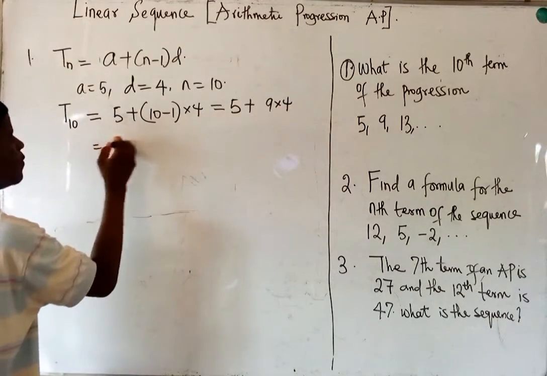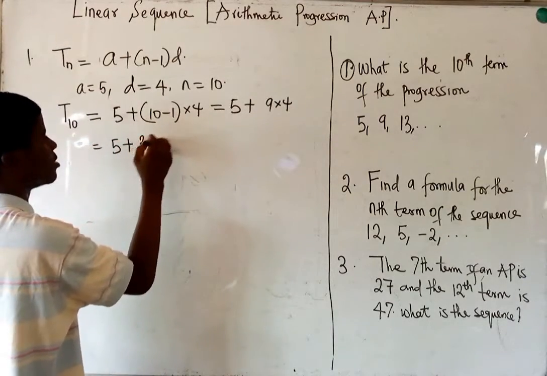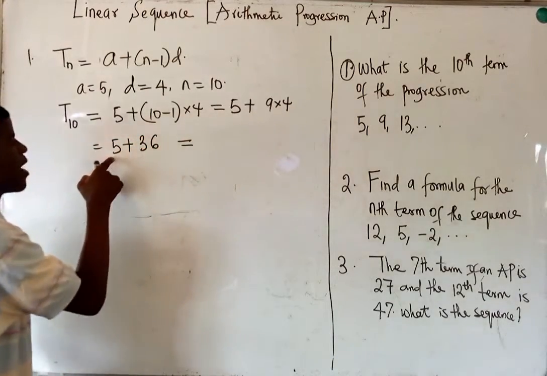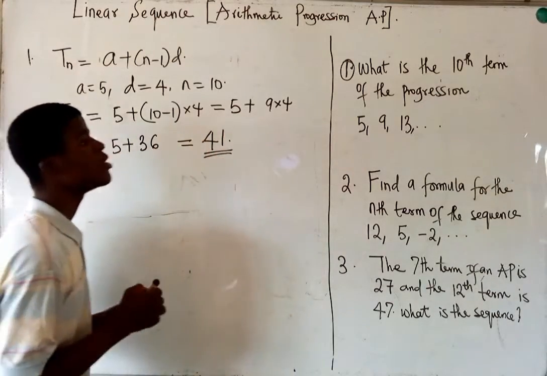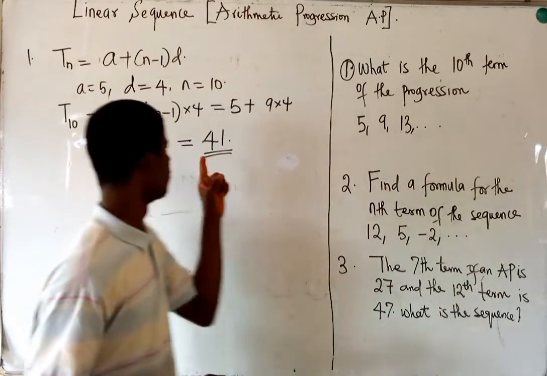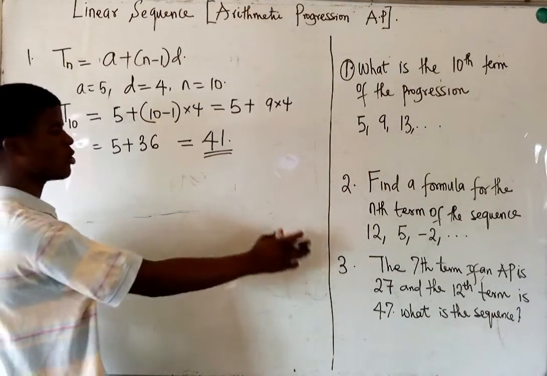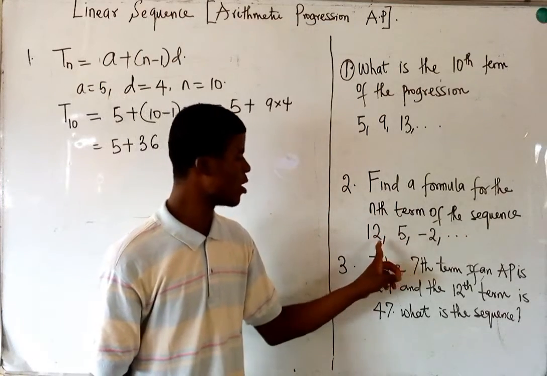And this will give us what? 5 plus 9 times 4 is 36. So 5 times 36 is equal to what? 41. So in the sequence, the 10th member of this progression is 41. And so the second question asks us to find the formula for the nth term of the sequence.